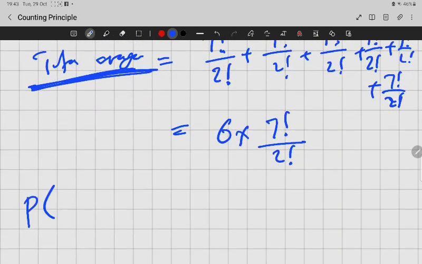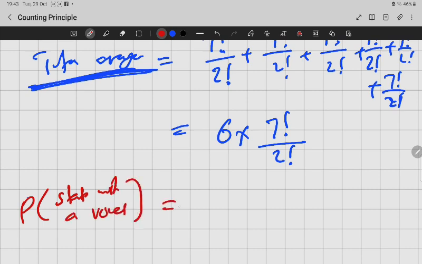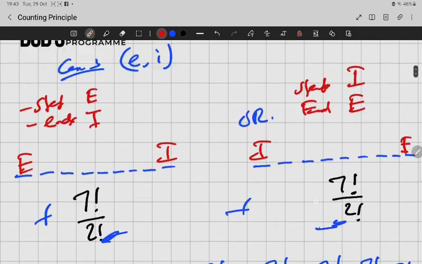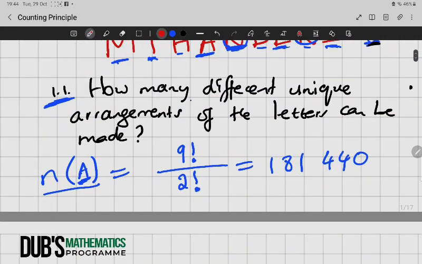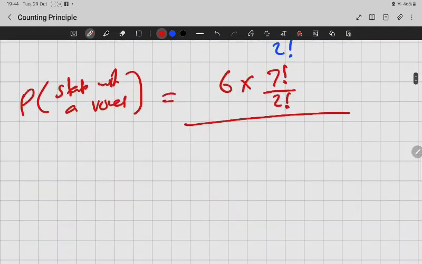So then we say the probability of starting with a vowel will be 6 times 7 factorial over 2 factorial divided by all possible outcomes, which is 181,440. If you don't know what to do with probability, just always divide by what you got in the first question without any condition.